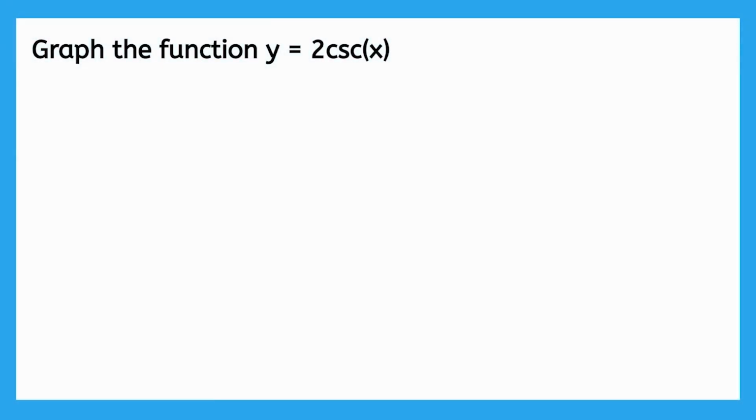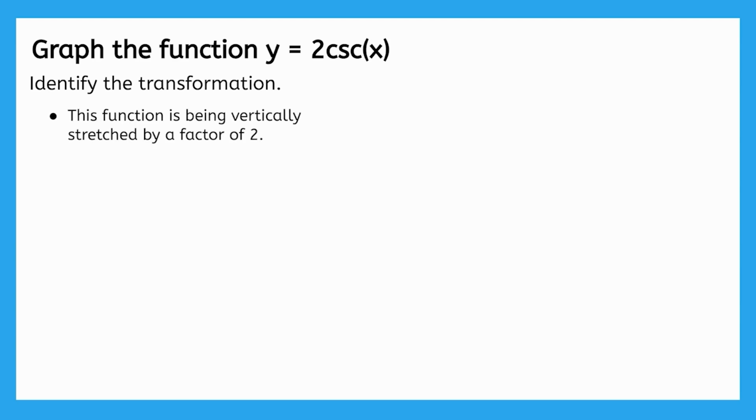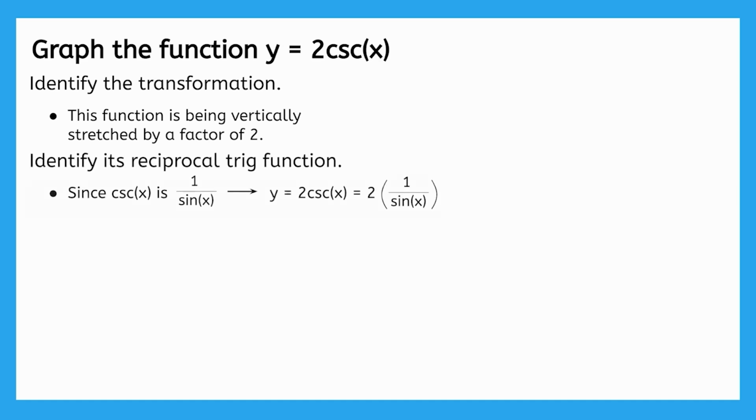Consider this example. Graph the function y equals 2 cosecant of x. First, identify the transformation. This function is being vertically stretched by a factor of 2. Next, identify its reciprocal trig function. Since cosecant is 1 over sine, we will apply the same transformation, a vertical stretch by 2, to the sine curve to act as a guide for our graph.